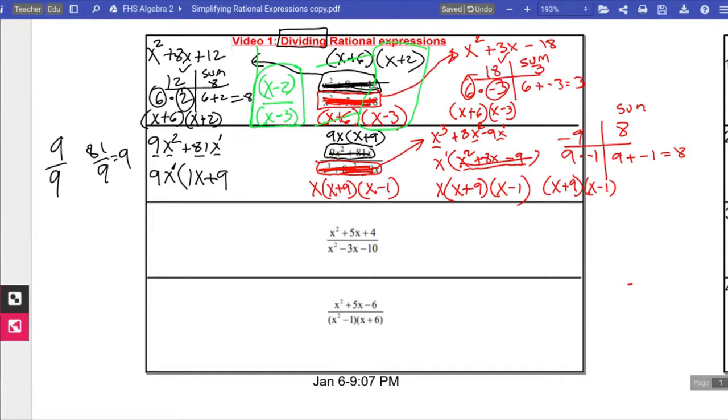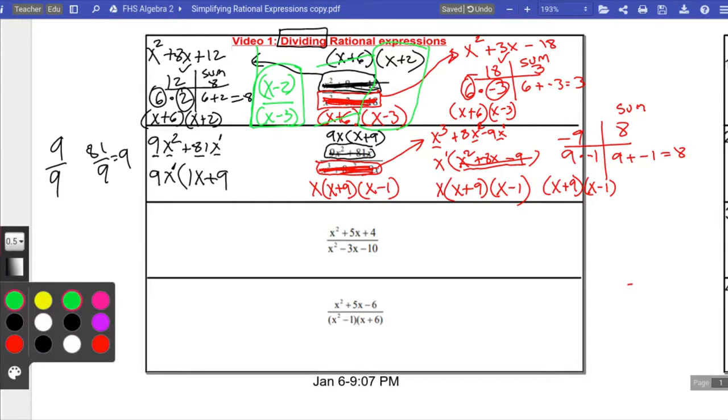Well, you can cancel the x plus 9 on top and x plus 9 at the bottom. All right, what else? Because the 9x is not in parentheses, like this x can go and this x can go. So your leftover is 9, and your leftover at the bottom is x minus 1. So let's write the final answer. You have 9 on top, and at the bottom you have x minus 1. And ladies and gentlemen, we're done with that question.